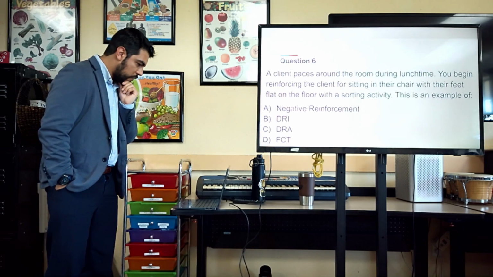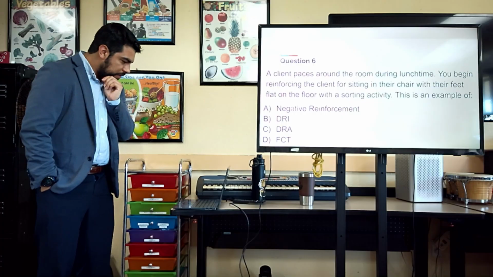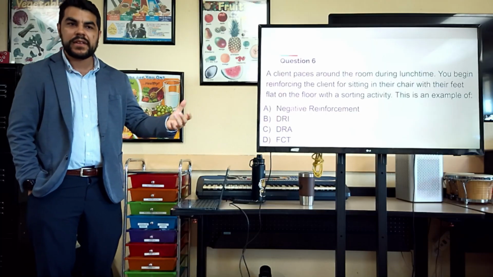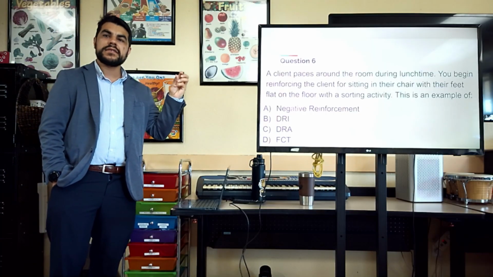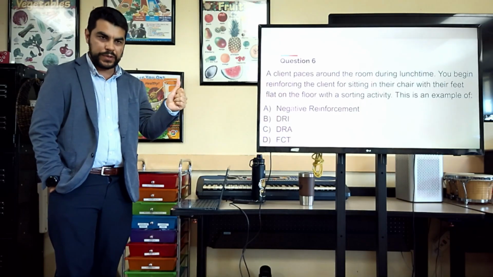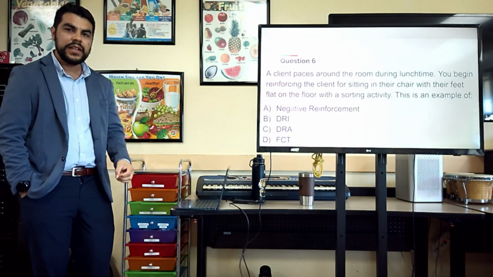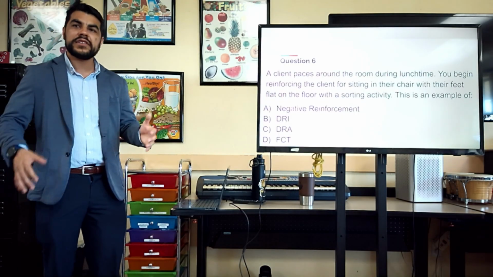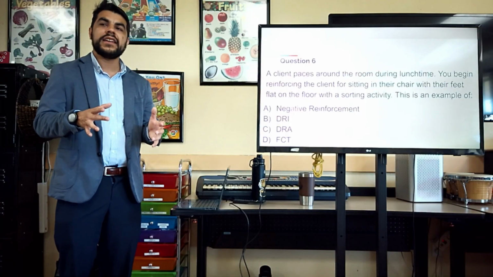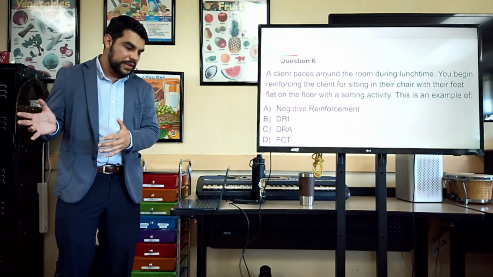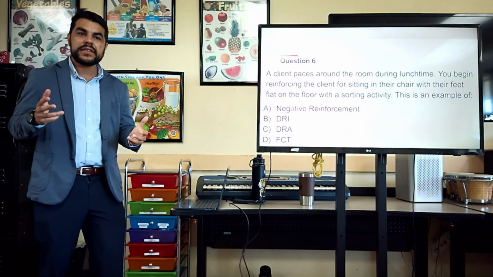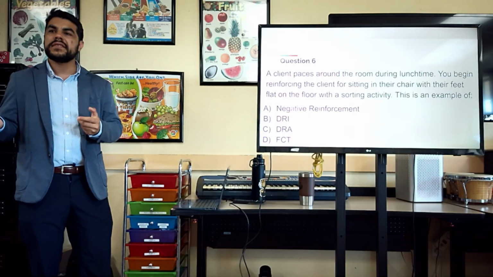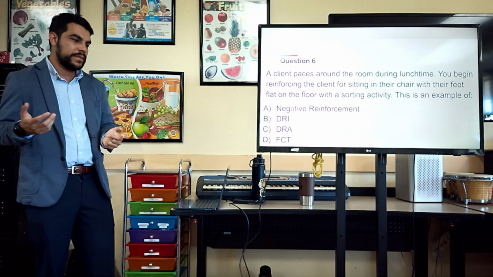So to briefly cover these, negative reinforcement is essentially escape. The removal of something leads to a behavior occurring much more in the future. Differential reinforcement of incompatible behavior, where the target response physically cannot be done at the same time as the problem behavior. DRA is reinforcing one over the other, or FCT, the functional communication.